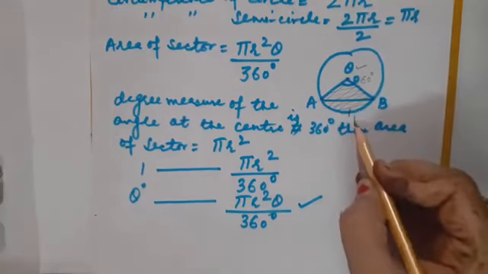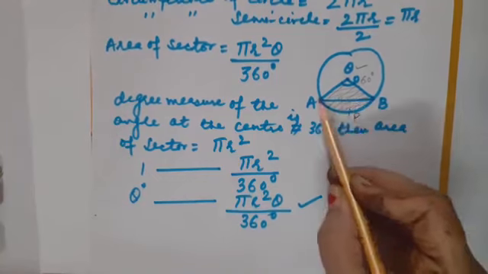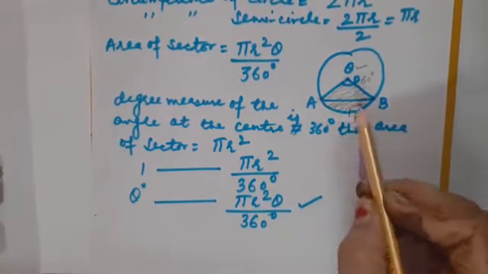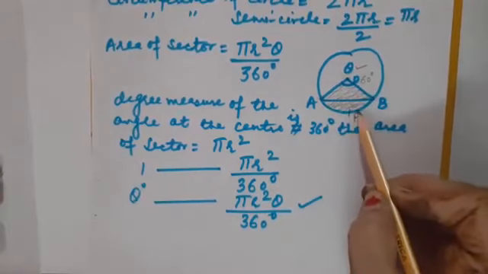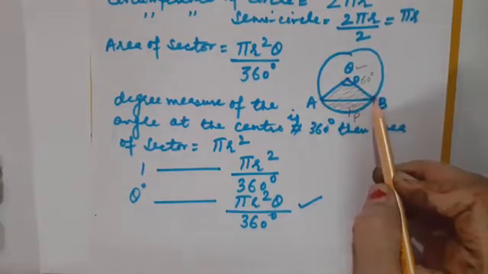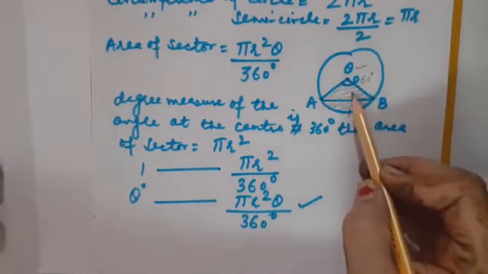You can give the name here P. It would become APBA. So this is what? Segment. Complete is sector. And this AOB is what? This is triangle. Now, how to calculate the area of the triangle in this case?